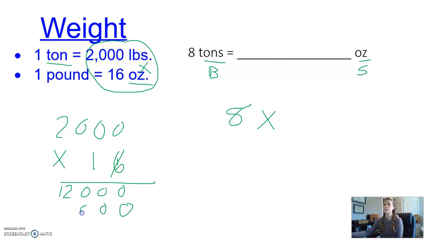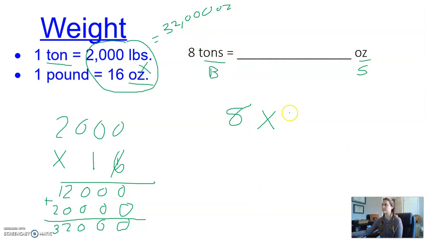1 times 0 is 0, 1 times 0 is 0, 1 times 0 is 0, 1 times 2 is 2. Then we add them up. We're on fire. 0 plus 0 is 0, 0 plus 0 is 0, 0 plus 0 is 0, 2 plus 0 is 2, 2 plus 1 is 3. So I know that in 1 ton, there are 2,000 pounds and there are also 32,000 ounces. So I'm going to now multiply 8 tons by that 32,000 ounces.